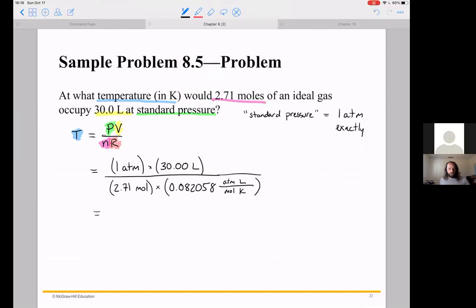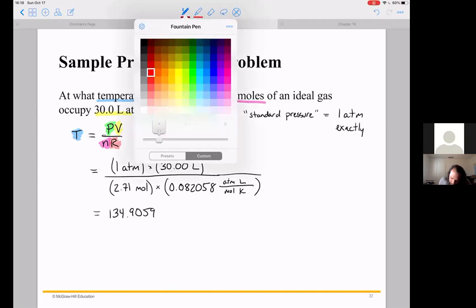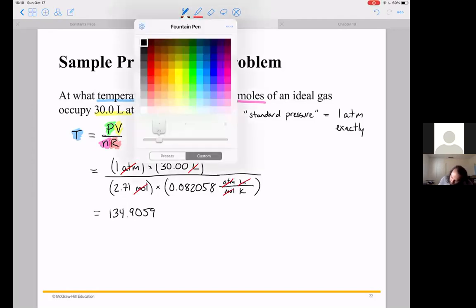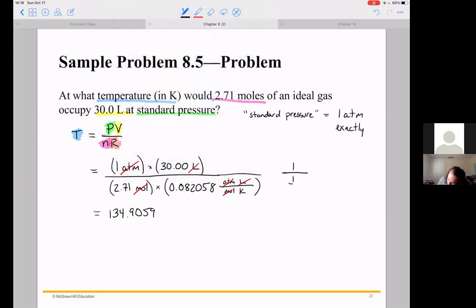Punching this into my calculator, I'm going to get 134.9059. Should be in units of Kelvin. That's what we were asking for, but let's just make sure. ATM cancels, liters cancel, moles cancel, and just like before, I'm left with 1 over 1/Kelvin, which is just Kelvin. Okay.